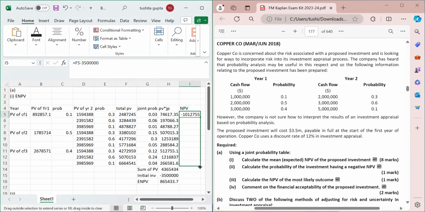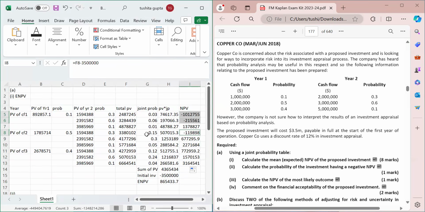If I just drag this to the bottom, I can see how many outcomes have negative NPVs. If you see, this is a negative value, this is a negative value, and then 120 is also a negative value. So if you sum the joint probabilities of these three outcomes together, let me just highlight the ones which have a negative NPV. These highlighted cells have a negative NPV.